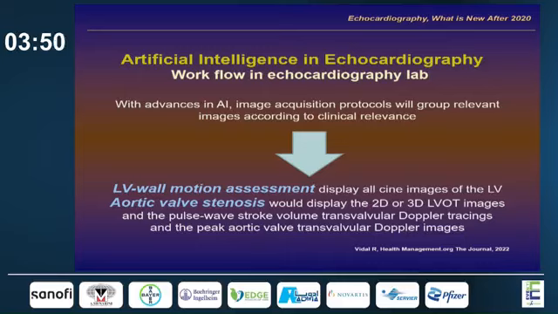What about the workflow in the echocardiography lab? With advances in artificial intelligence, image acquisition protocols will group relevant images according to the clinical relevance.